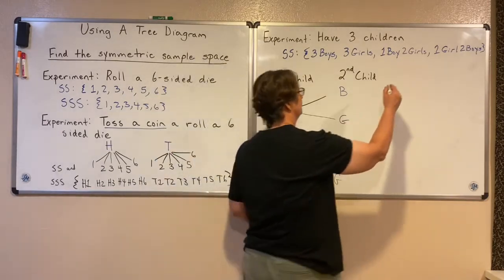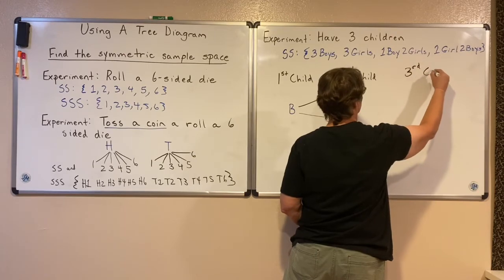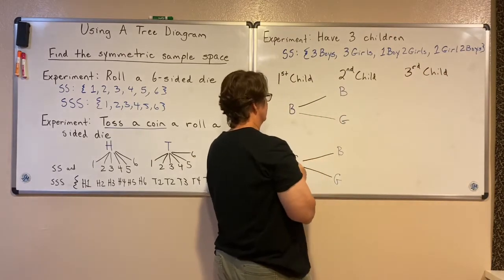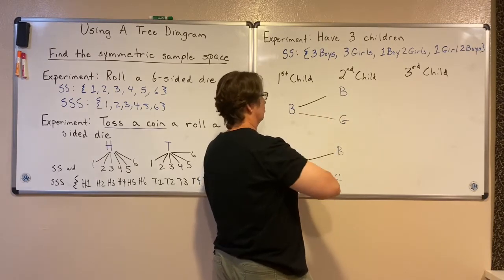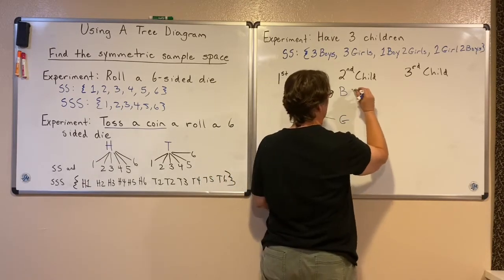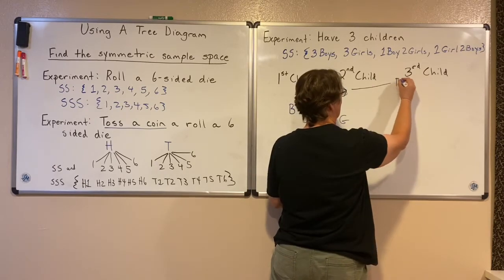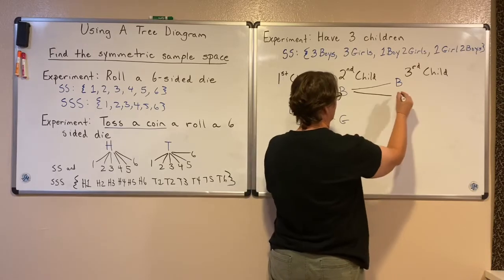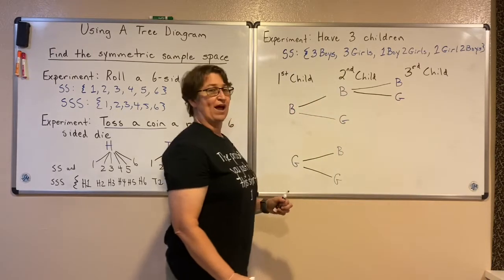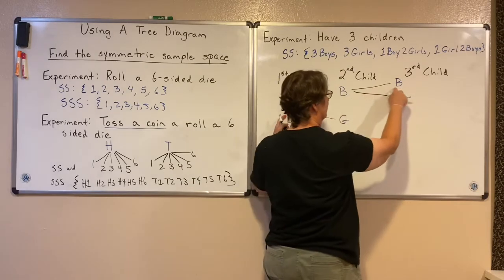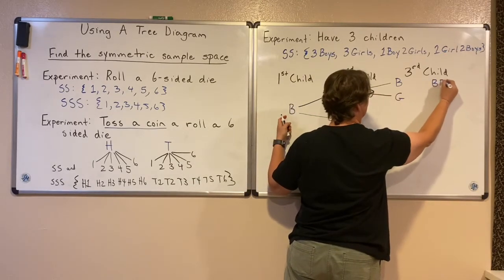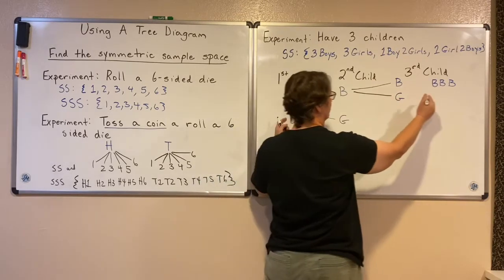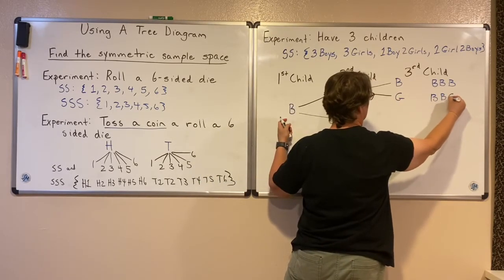Then what about on the third child? Well, here I have a boy. So here I had 2 boys. Well, on the third kid then, I could have either another boy, so that I end up with 3 boys, or I could end up with a girl. So what have I had? Well, I had a boy and then a boy and then a boy, or I could have had a boy and then a boy and then a girl.